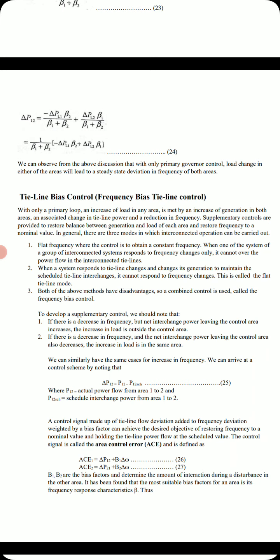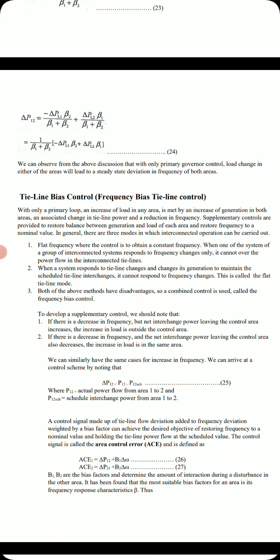The second one is when a system responds to tie line changes and changes its generation to maintain the scheduled tie line interchanges, it cannot respond to frequency changes. This is called the flat tie line mode. Coming to the third one, both of the above methods have disadvantages. So a combined control is used, called frequency bias control. The first one is flat frequency, the second one is flat tie line, and together we use both, which is called the frequency bias control.